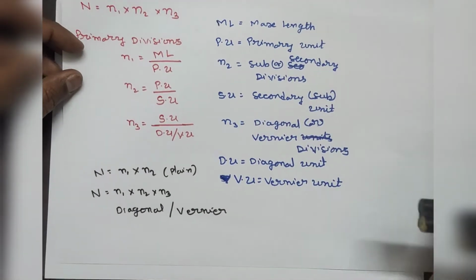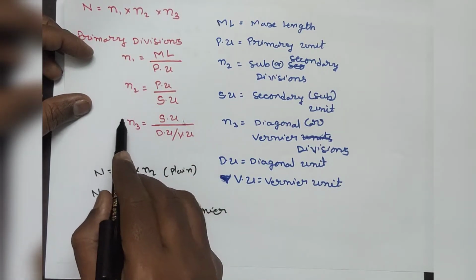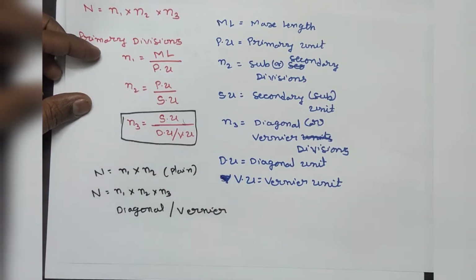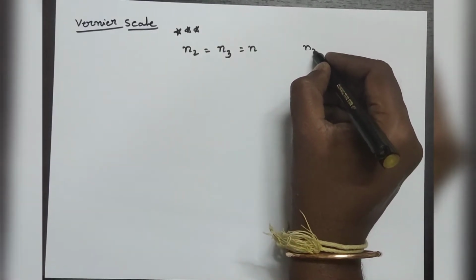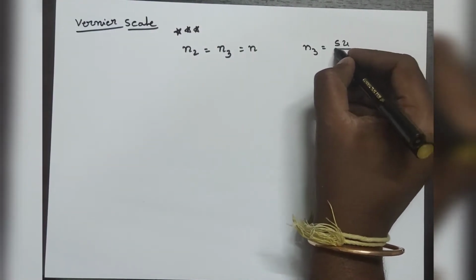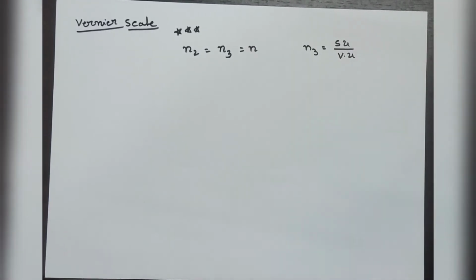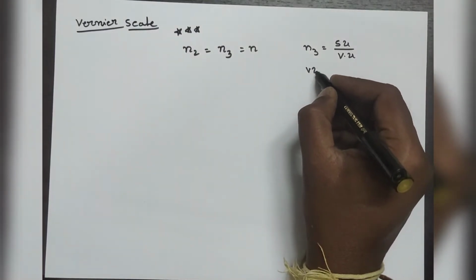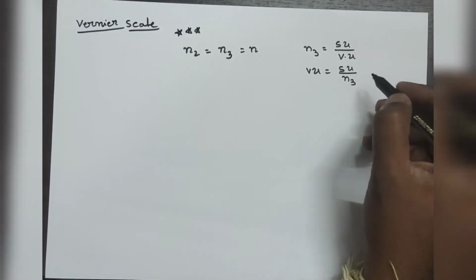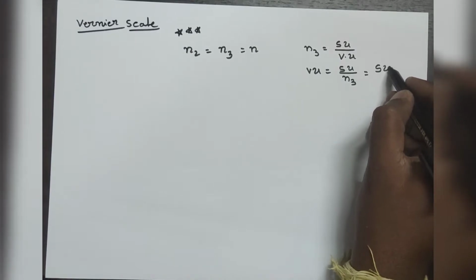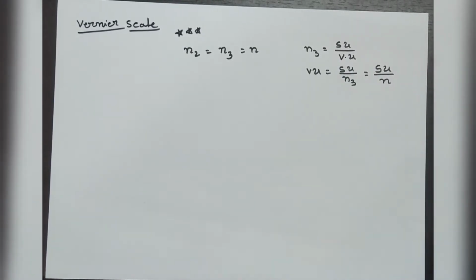Now here if you observe from this equation, we know that N3 is equal to secondary unit divided by Vernier unit in case of Vernier scale. So from this, what is N3? That is secondary unit divided by Vernier unit. So I need to get how much is the Vernier unit. In order to get it, we have to get secondary unit divided by N3. But in Vernier scale, it is equal to N, so secondary unit by N. If you get it, you can get the Vernier unit.